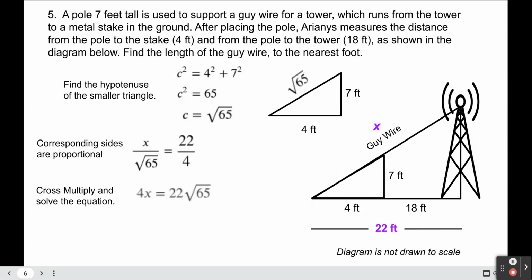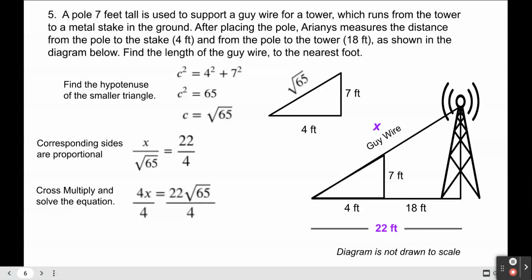So 4x equals, when you cross multiply, 22 times the square root of 65. Because the 22 is outside of the radical and the 65 is inside the radical, we would just write it in that way, 22 the square root of 65. You would not want to multiply 22 and 65 because they're not actual values you can multiply together. We would just write it 22 the square root of 65.